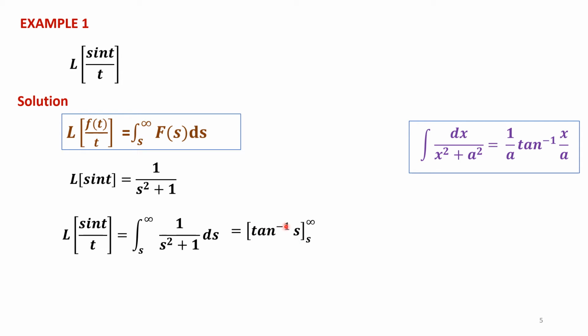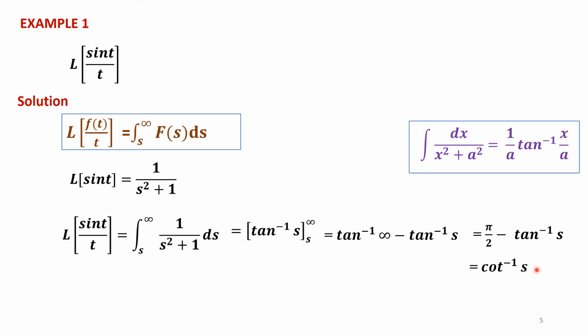1 by 1 tan inverse of s by 1, which is tan inverse of s, between the limits s and infinity. Apply the upper limit and the lower limit. Applying the upper limit means put s equal to infinity, and the lower limit s equal to s. We know that tan inverse of infinity is 90 degrees or pi by 2. So we can write pi by 2 minus tan inverse of s, and we know that pi by 2 minus tan inverse of s is cot inverse of s.